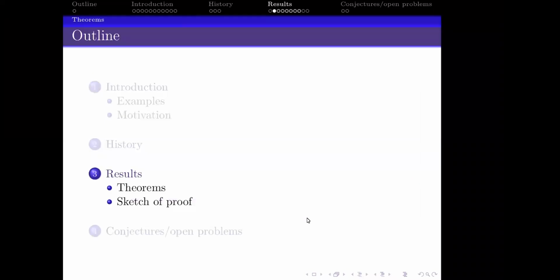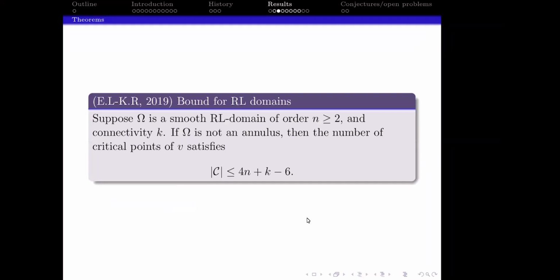So we can now give the theorem that Erik and I proved. Suppose you take a smooth rational landscape domain of order n, where n is bigger than or equal to 2. Remember, the order of such a domain is the degree of the defining rational function, that is, the degree of f prime. Suppose you have an RL domain of order n and connectivity k.